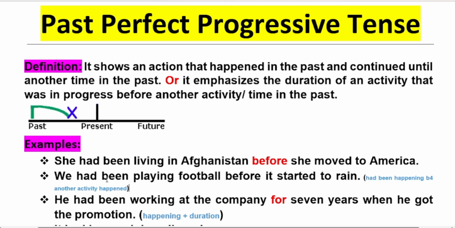That another activity or another action happened. But it is simple past tense. Or look at the next example. He had been working at the company for 7 years when he got the promotion.